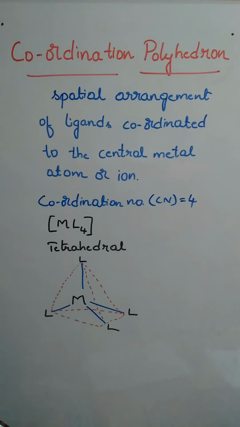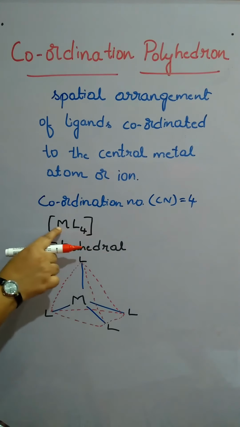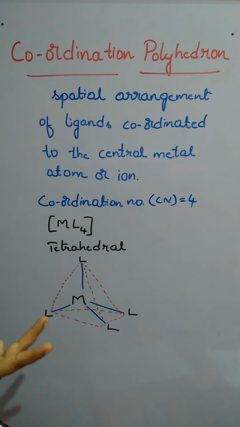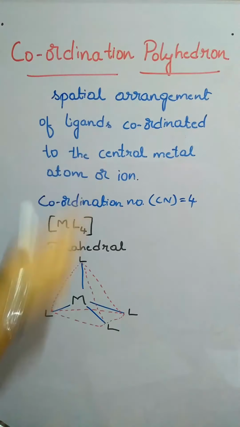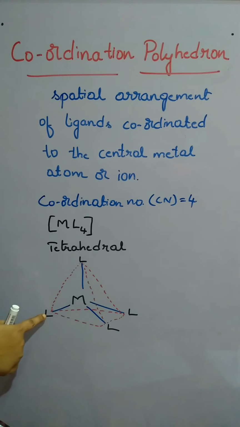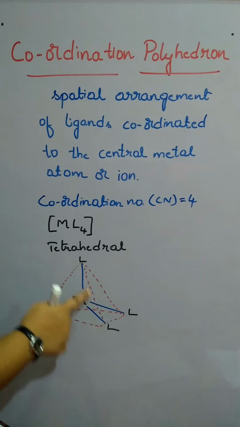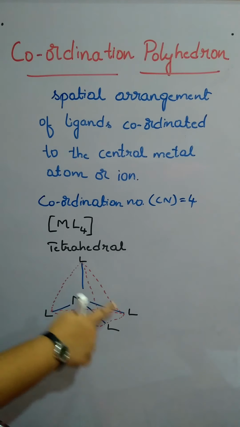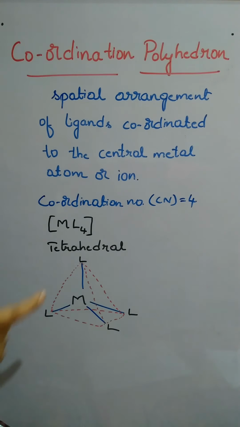We are already familiar with the tetrahedral structure. So for coordination number 4, the complex will be in this form, a central metal bonded to 4 ligands. There are 2 possible arrangements, that is, 2 polyhedron structures. One among them is the tetrahedral structure. In this tetrahedral structure, all the ligands are bonded to the metal. If you join them in a 3-dimensional form, we get a tetrahedron. So the name comes as tetrahedral.